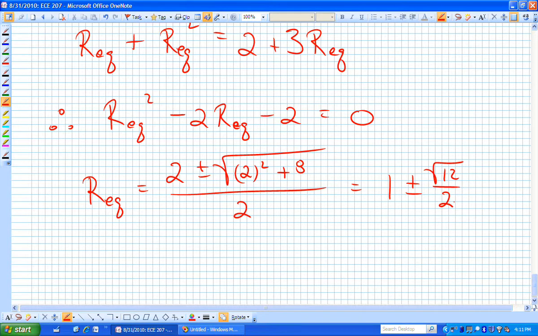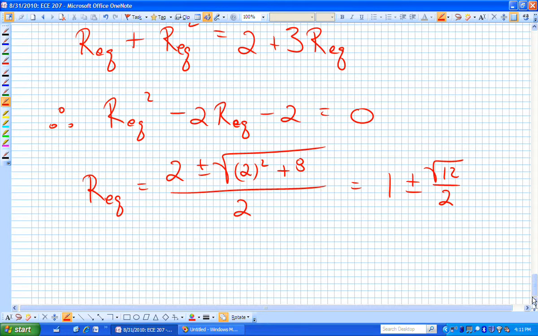Square root of 12. 4's in there, isn't it? And we can pull out the square root of 4, which is 2. That gets rid of the denominator. And we now have 1 plus and minus square root of 3. And the square root of 3, isn't it 1.73? Does somebody have that memorized to 50 digits?